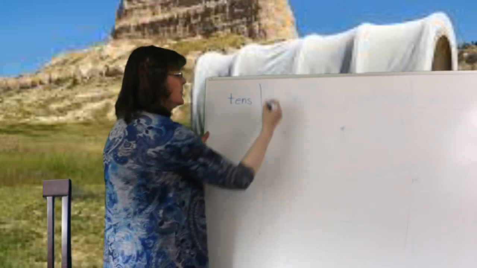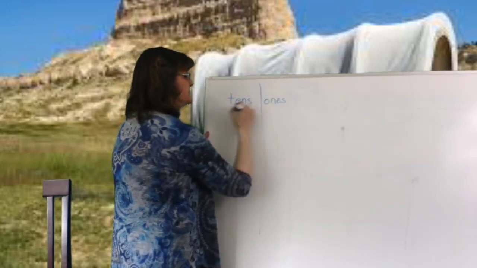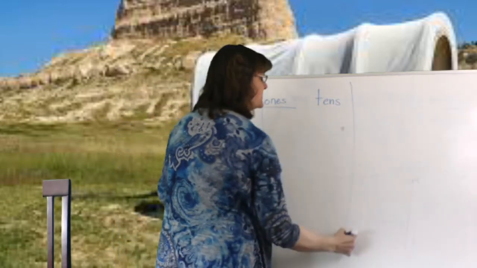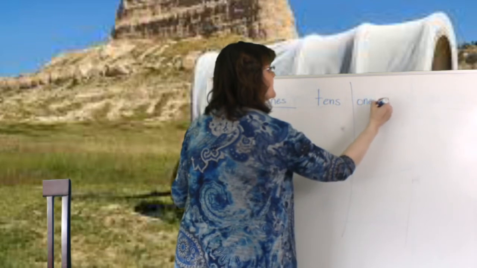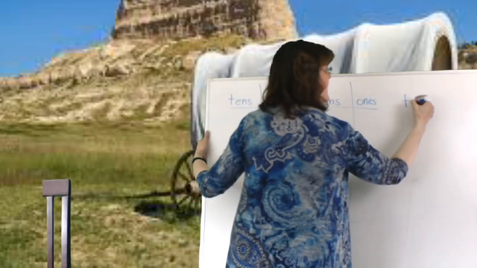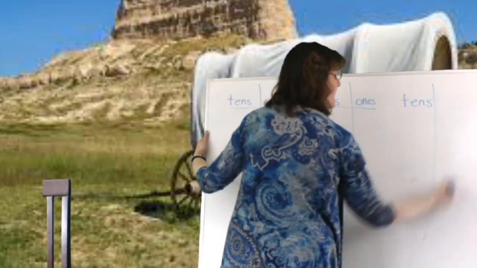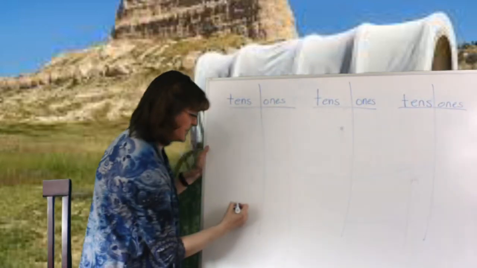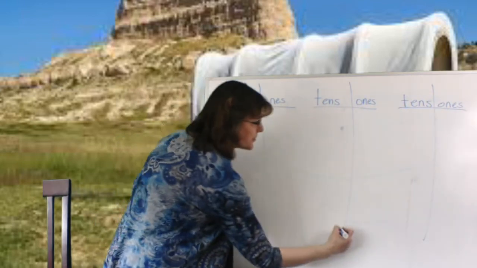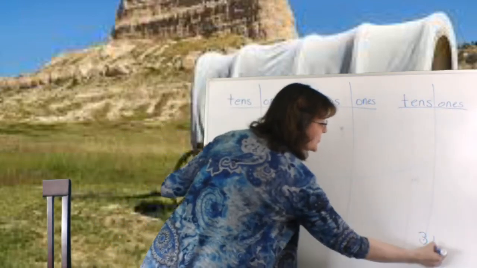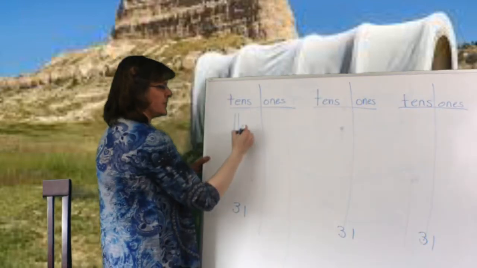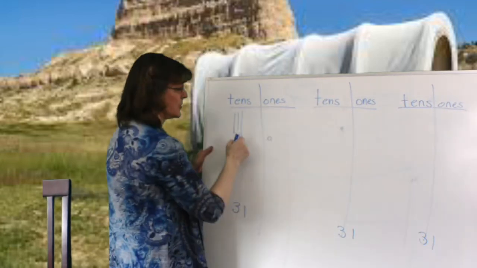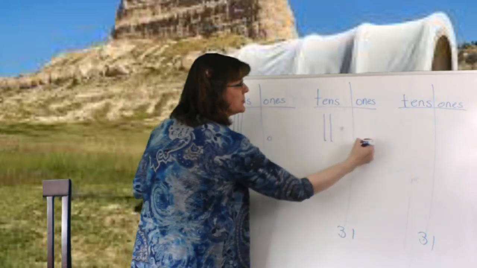Tens, ones, tens, ones, and tens, ones. Okay, we're going to make 31 in 3 different ways. The first one, let's do the simple one. 3 sticks, 1 one.